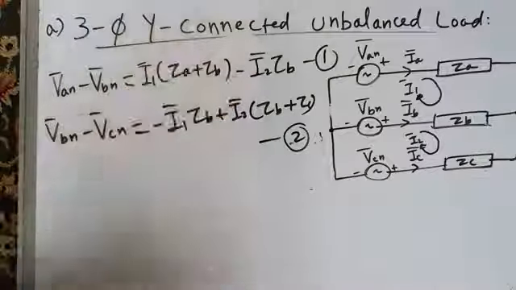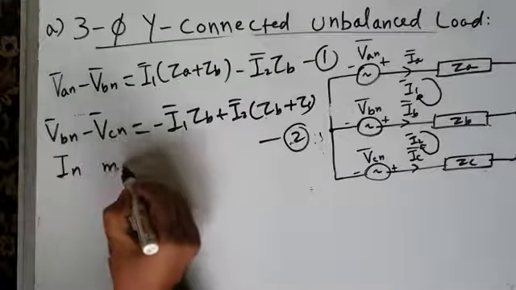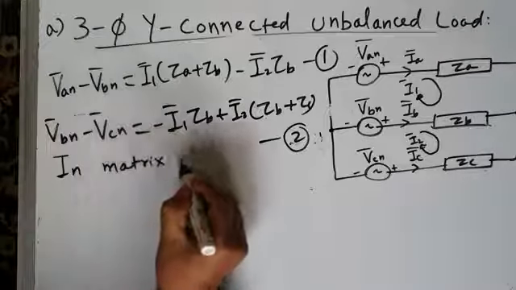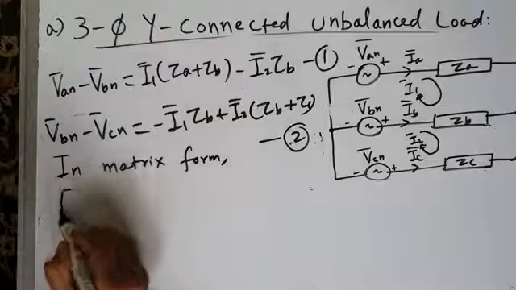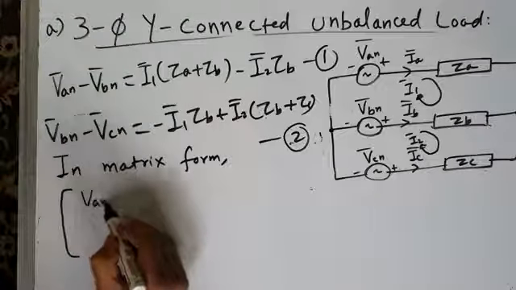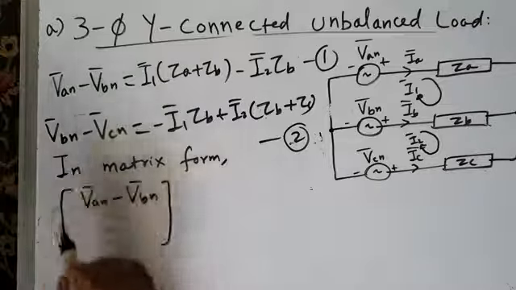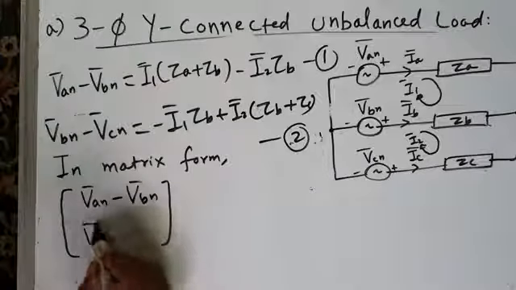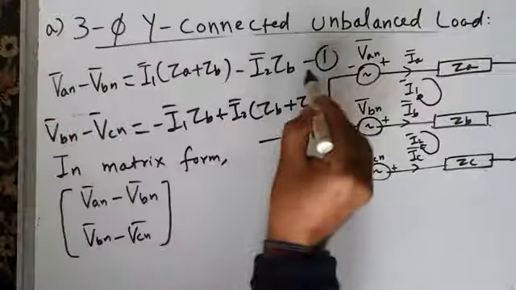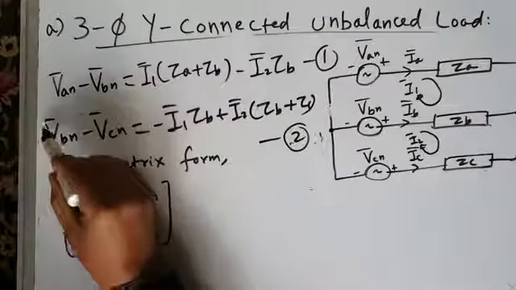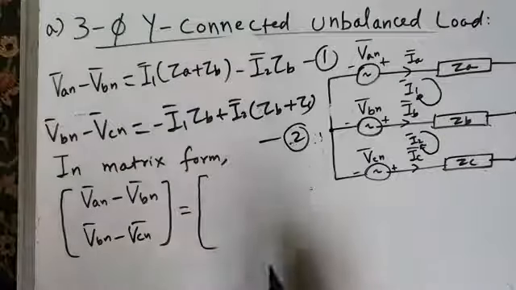Let me write these two equations in matrix form. In matrix form, let us write equations 1 and 2 in matrix form. So I will get VAN minus VBN, and then second term is this VBN minus VCN. VAN minus VBN from equation 1, and from equation 2 VBN minus VCN. Okay, so this is equal to impedance matrix.